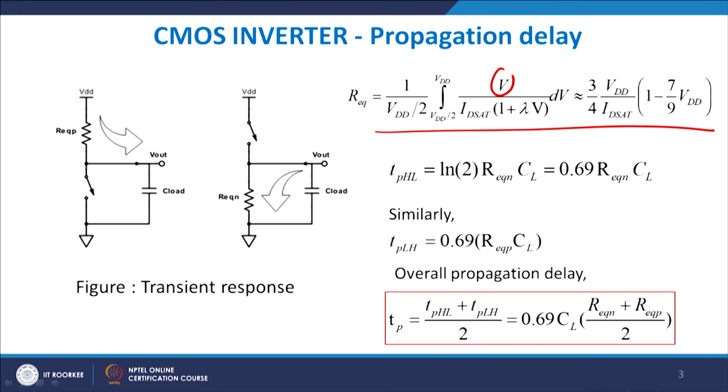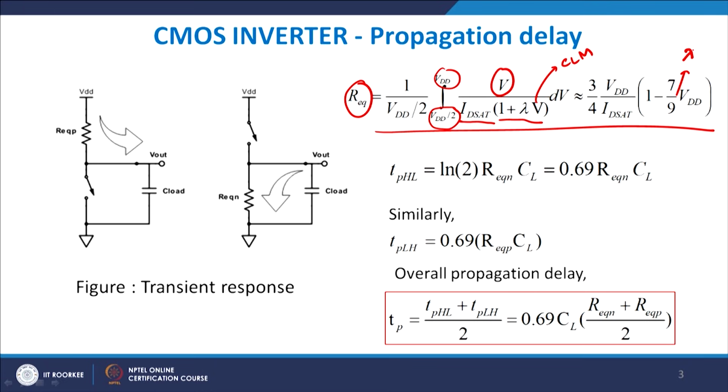So I get V by ID sat into 1 plus lambda V, this is primarily because of CLM, and we vary from VDD by 2 to VDD, because that is the transition we are doing. So from input 50% to output VDD we are trying to find out, and R equivalent will be given by this formula. Actually, please note there is a mistake here, a lambda will be inserted before VDD.